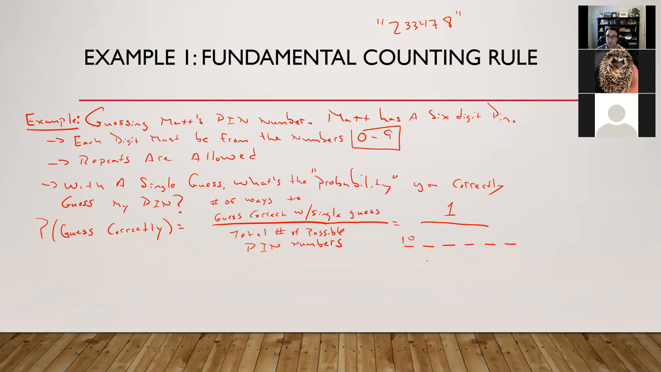And then since repeats are allowed, the number of ways I could select the second digit is 10. And 10 for the third. And 10 for the fourth. And 10 for the fifth. And 10 for the sixth. So this is 1 over 10 to the sixth power. Or the probability that, with a single guess, just one guess, somebody guessed my pin correctly, is 1 in a million. Okay. Make sense?